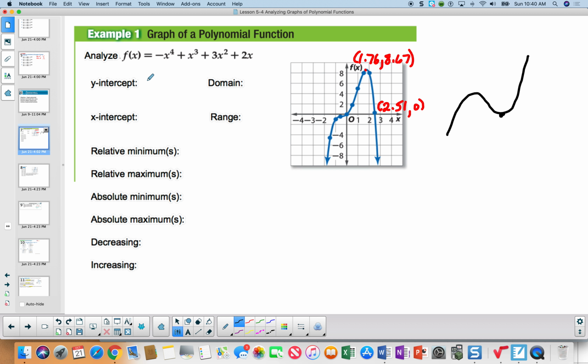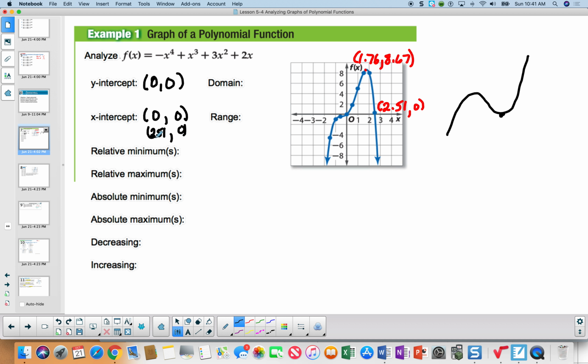A y-intercept is where the graph crosses the y-axis, and we know that x has to be 0 at this point. So when we look at the graph, we can see that y is also 0. The x-intercept is when y is 0. That's going to happen right here. This is both an x and y-intercept. And the other x-intercept is located right here, which I have found with my graphing calculator.